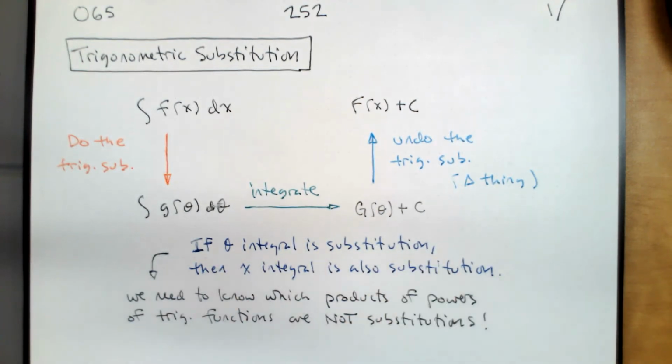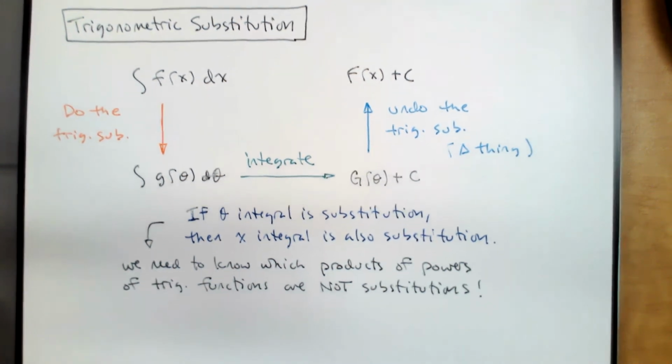Because if our theta integral is a substitution integral, then our x integral was also a substitution integral. We should stop trig sub, go back and do our regular sub. So we need to know what products of powers of trig functions are not substitutions, because that's the most common thing to happen when you're doing a trig sub. Products of sines and cosines, products of secants and tangents.